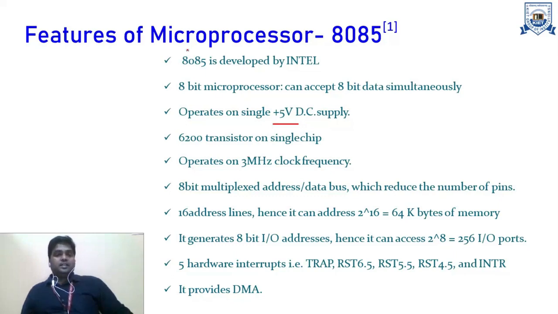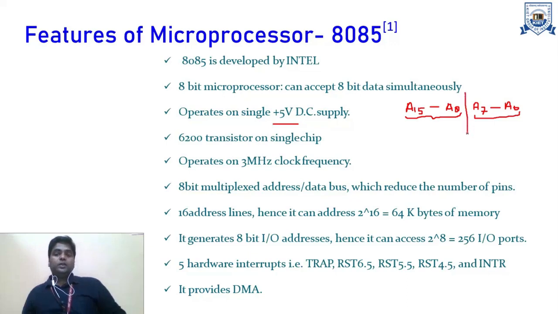In this 8085 microprocessor, 16 address lines are available. These address lines are divided into two halves. The first one is the upper half, that is from A15 to A8. This is 8-bit information. The next one is the lower half, from A7 to A0. This is again 8-bit information. So this 16-bit information is divided into two halves.